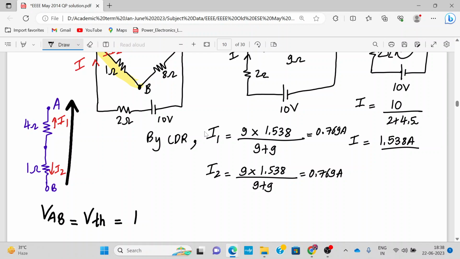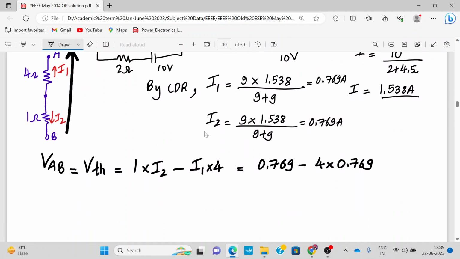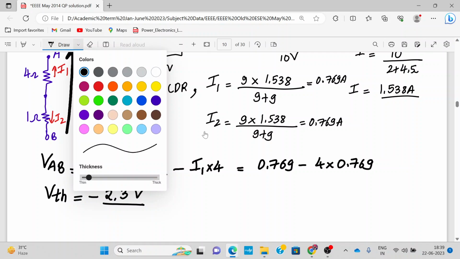1 ohm, see it's opposite direction current, right? So that will be positive 1 into I2, and it's in the same direction, that will be negative I1 into 4. So that is what you will get. So 1 into I2 will be 0.769 minus 4 into 0.769. So VTH will be minus 2.3 volt. This is what you will get.